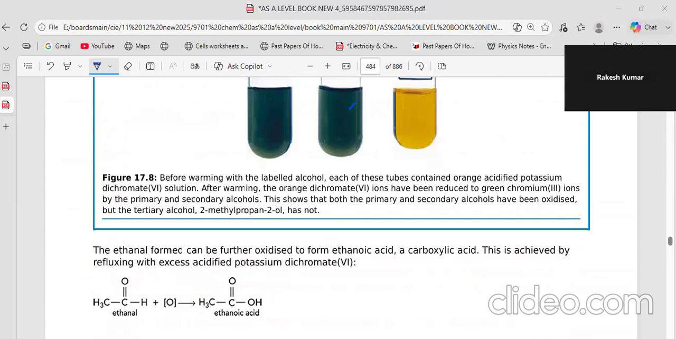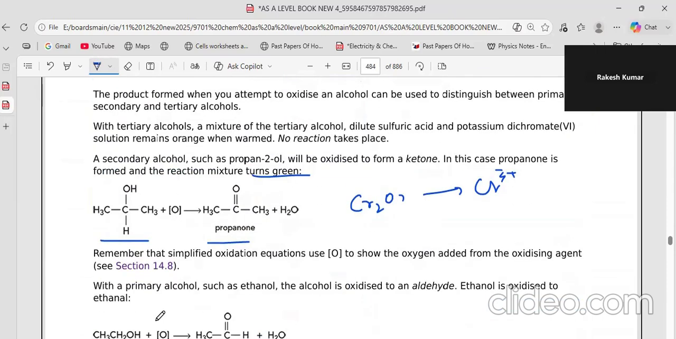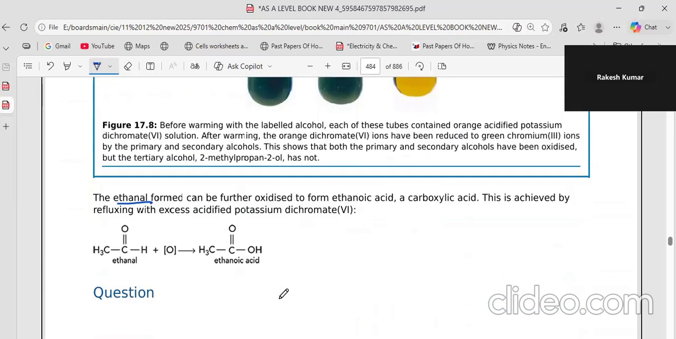If you oxidize the alcohol, like here you are oxidizing this to form ethanal, and then you further oxidize it, it will form ethanoic acid. Now, this can be achieved by refluxing, because you don't want the ethanal to escape. Two conditions are required: you need excess of the potassium dichromate, and you need refluxing. You want to keep it inside and keep on getting oxidized further.